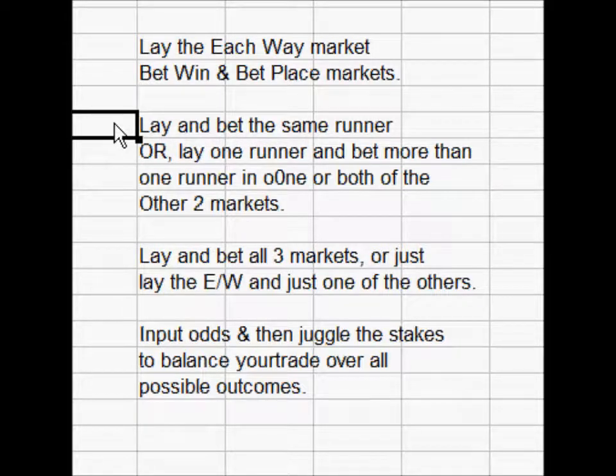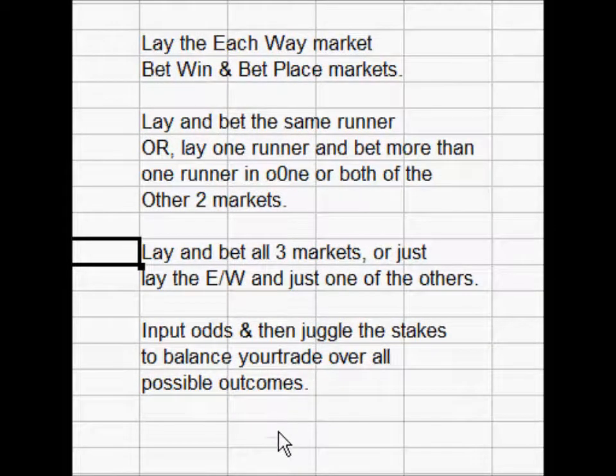Now you might lay and bet the same runner, or you might lay one runner and then bet that runner plus some more runners if you want in the other two markets. Also you might lay and bet all three markets, or just lay the each way market and just one of the other two markets rather than all three. So there's a bit of flexibility with this sheet.